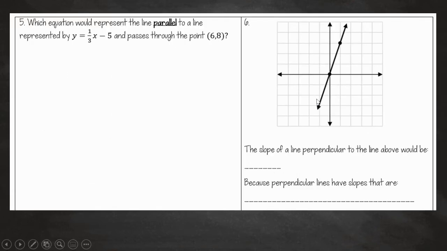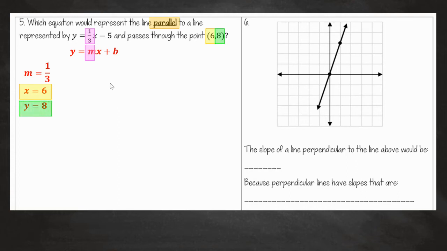And moving on to question 5, which equation would represent the line parallel to a line represented by y is equal to 1/3 x minus 5 and passes through the point 6, 8? Again, we were given an equation in slope-intercept form, so we can easily identify our slope here of our provided line, which is 1/3. And if my line needs to be parallel to that line, then it's going to be the same. So my new slope will also be 1/3, and it's going to pass through the point 6 and 8. So x is equal to 6, and y will be equal to 8.